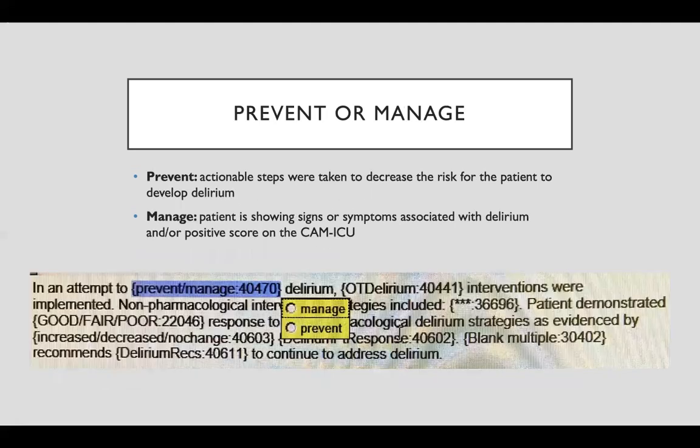Okay, so first we need to choose whether we are preventing or managing delirium. So I like to think about prevention as actionable steps that were taken to decrease the risk for the patient to develop delirium. And I like to think of management as the patient was previously showing signs or symptoms associated with delirium and or they have a positive score on the CAM ICU. And we want to remember that when we are administering the CAM ICU, we're not diagnosing delirium.